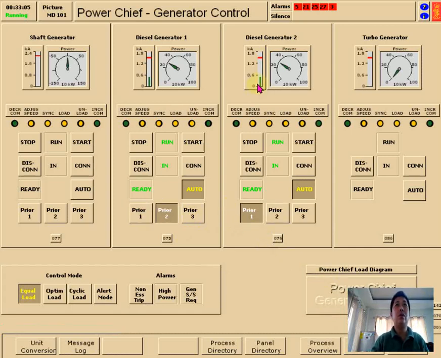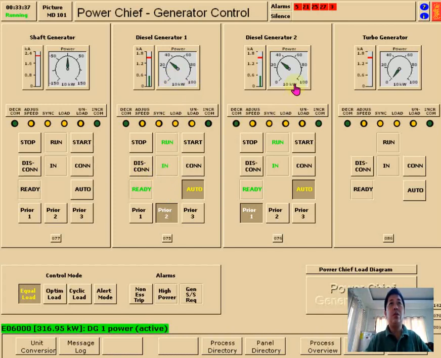So now the digit 2 is priority 1 and digit 1 is priority 2. In my experience, when I was on board an automated ship, if we reduce the load and the load can be taken without any problem here, the DG1's breaker will disconnect and the generator will stop automatically.